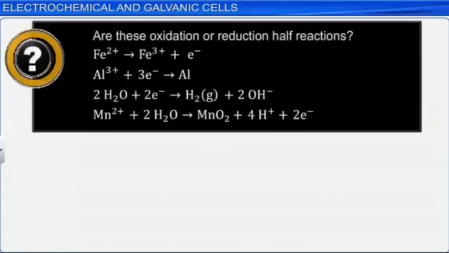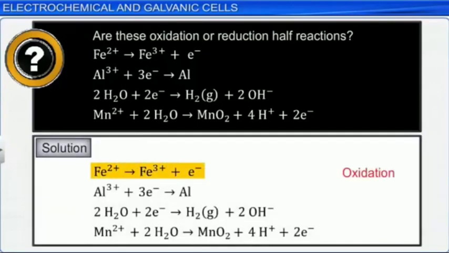Which of these represent oxidation? Which represent reduction? Equation 1 is an oxidation half reaction. An electron is lost and the iron 2 ion becomes iron 3. Equation 2 is reduction. The aluminium ion gains 3 electrons to form aluminium metal, and the oxidation state of aluminium goes from +3 to 0.